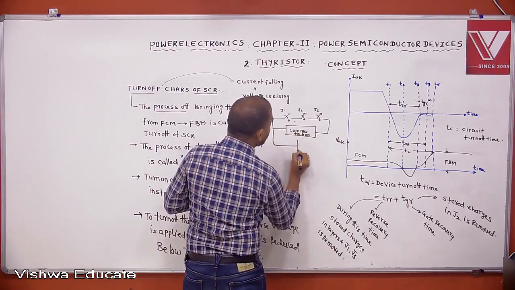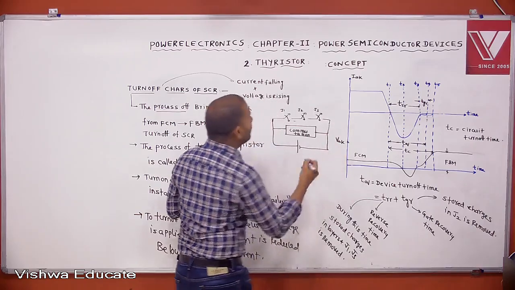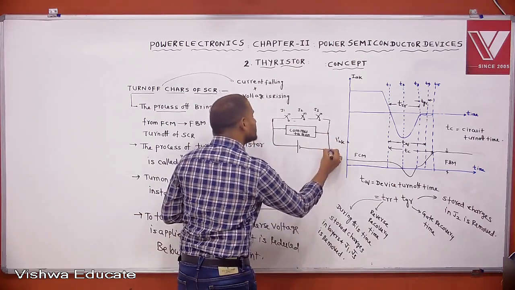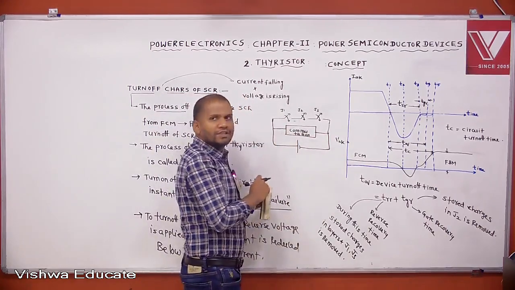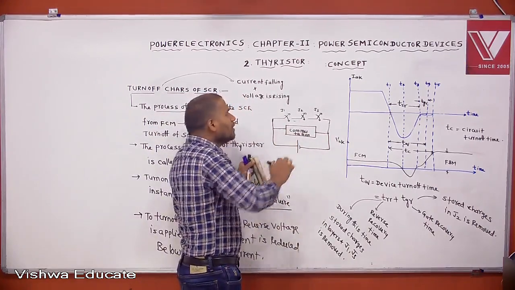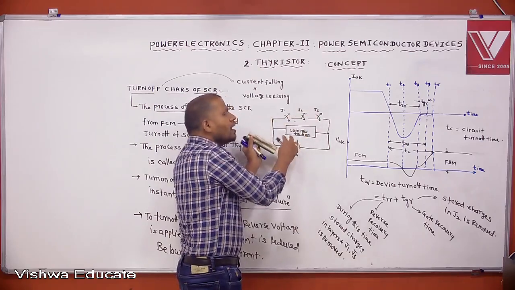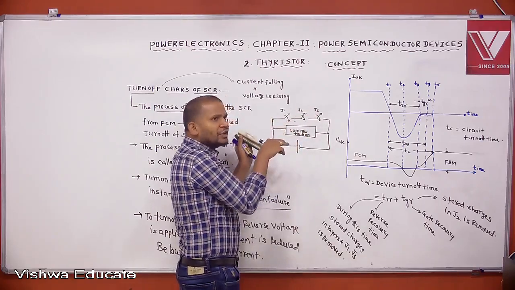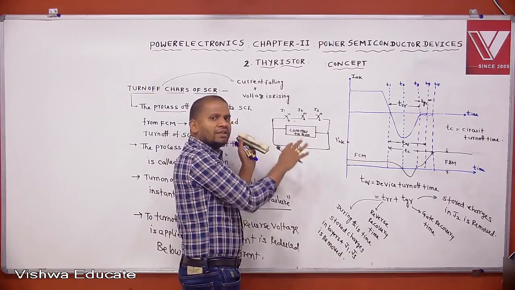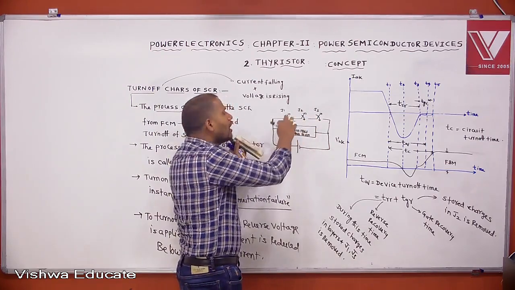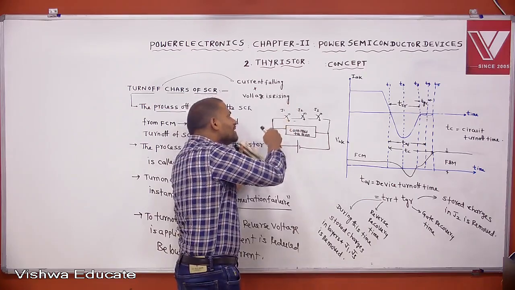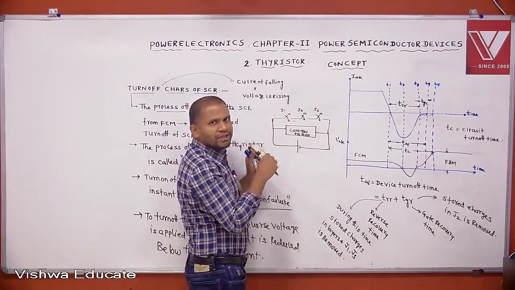Now this SCR is under forward voltage, and we are not disturbing this forward voltage. Then by using this commutation circuit, whatever the stored charges, what this commutation circuit consists of, which elements, all this I will explain in the commutation methods. Now by using this commutation circuit, whatever the carriers in J1, J3 and J2 are removed.